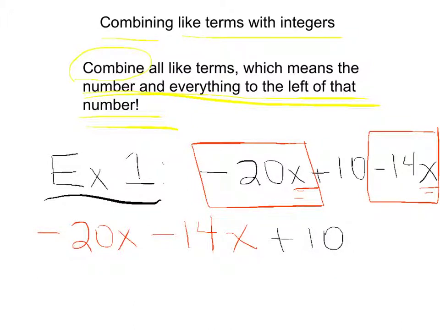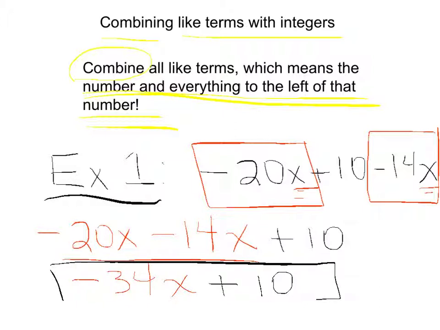Now negative 20x minus 14x is negative 34x. And then I'm going to bring down 10. I cannot combine anything else. This is in its lowest terms. The answer is negative 34x plus 10.